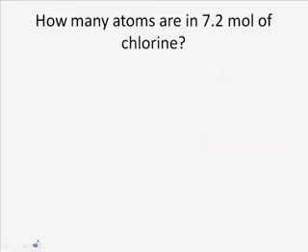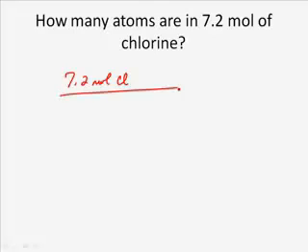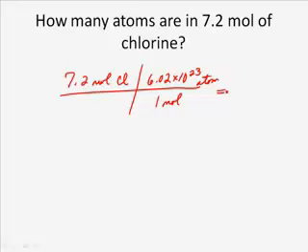Okay. How about this? How many atoms are in 7.2 moles of chlorine? 7.2 moles of chlorine. Remember, moles to particles is Avogadro's number. Doesn't matter what type of particle, what element it is. So 1 mole, 6.02 times 10 to the 23rd atoms. And we get 4.3 times 10 to the 24th atoms of chlorine.